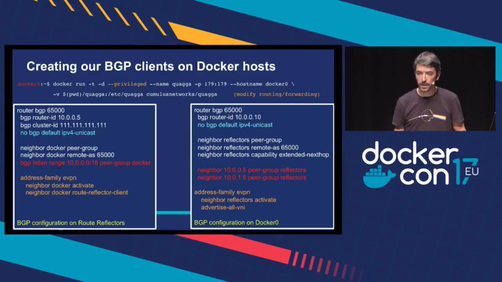On route reflectors, I'm just going to tell the router to listen to any connection from my AWS VPC in 10.0/16. And on all the Docker hosts, I'm going to point to the route reflectors. So that's why there's the IP address there. And the last part of the configuration is I'm going to enable EVPN on both route reflectors and Docker hosts, so they can exchange EVPN information.